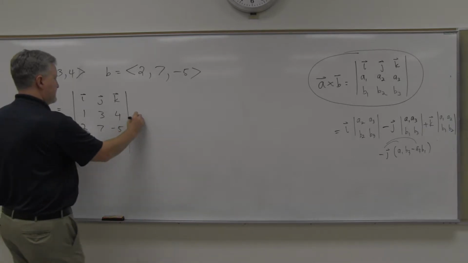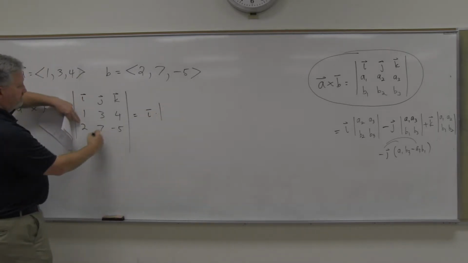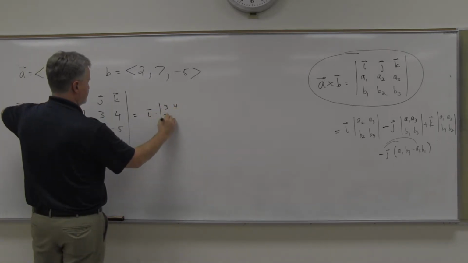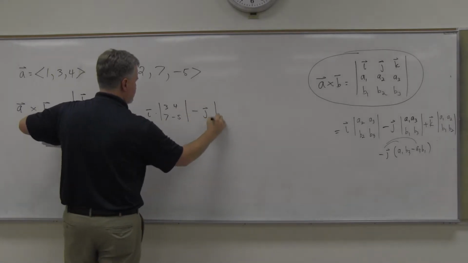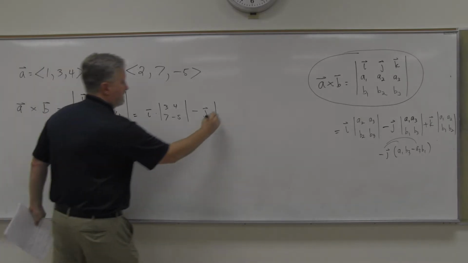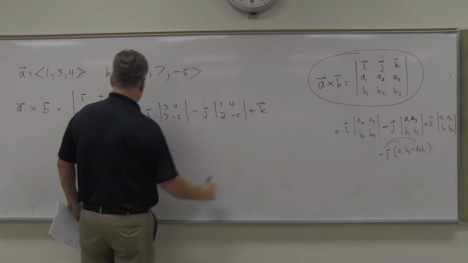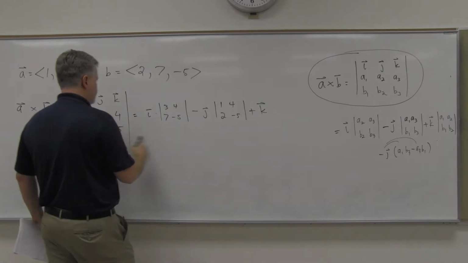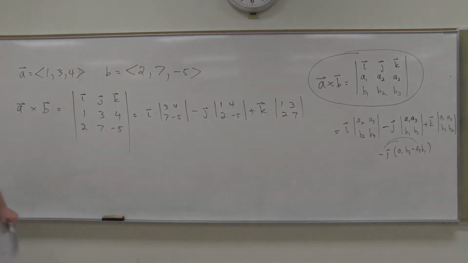All right, so that would be I times this determinant, 3, 4, 7, negative 5, minus the J times the determinant, 1, 4, 2, negative 5, plus then the K determinant is 1, 3, 2, 7. Yes? You did all right? Yeah, so then it's just 2 by 2. Those are easy.